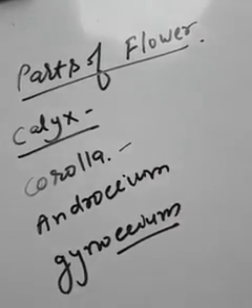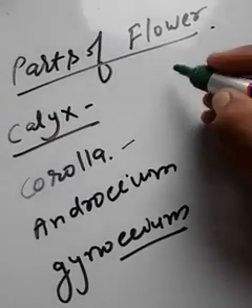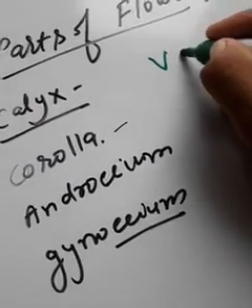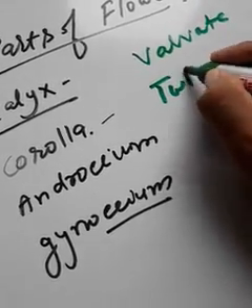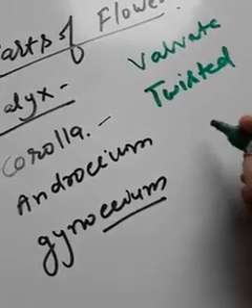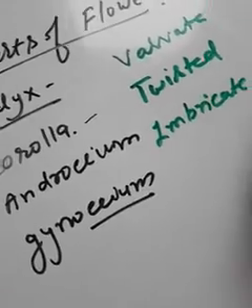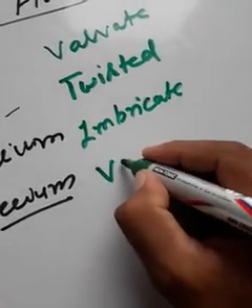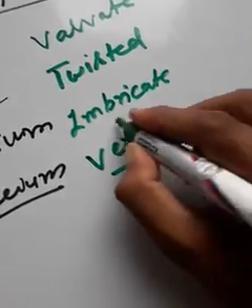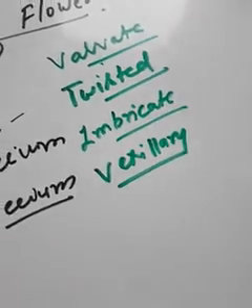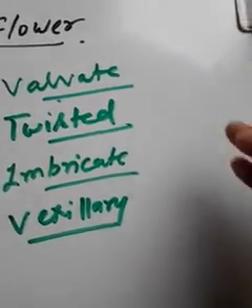Which ones? First of all, valvate. Second, twisted. Third, imbricate. And fourth, vexillary. Four types of arrangement of calyx in the flower. In the valvate type of estivation, what will happen here?